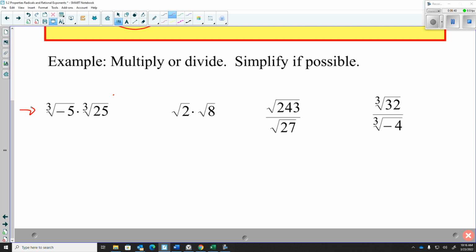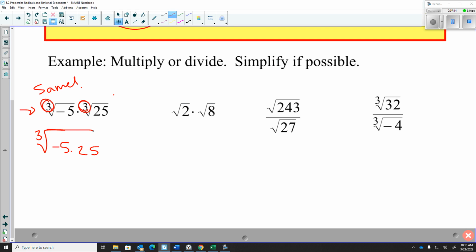But there's a way we might be able to get around this. Are these the same index? Yes. It's the same radical. Since they are the same radical, the rule tells me that I can smash them together. All right? So I'm going to put them together. The cube root of -5 times 25. Since I'm multiplying, I'm going to multiply them underneath the root.